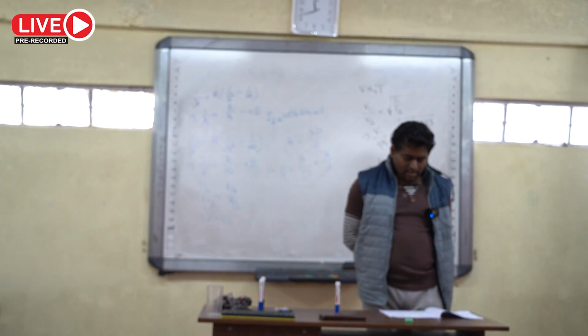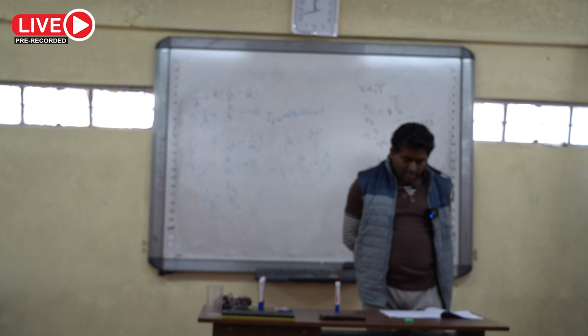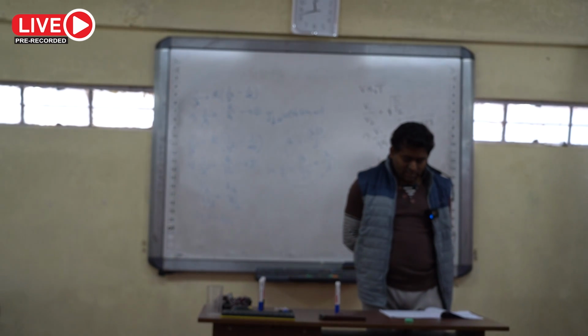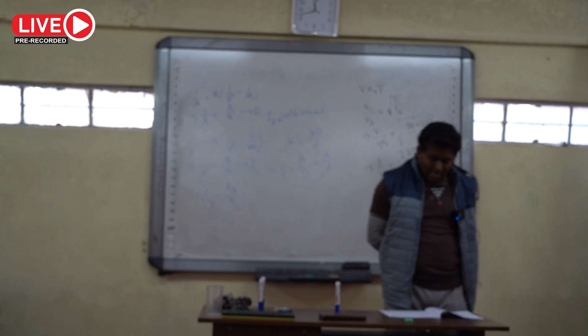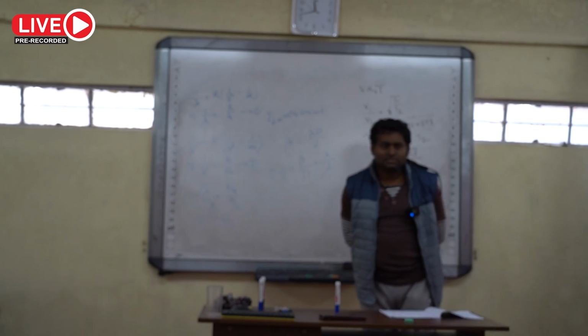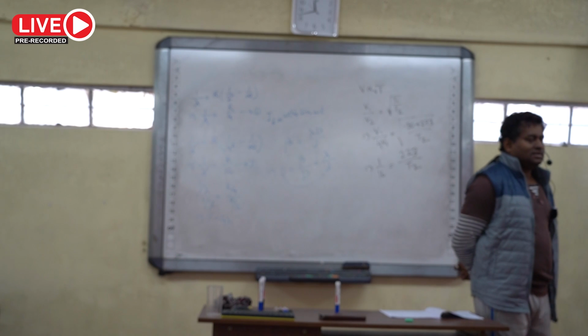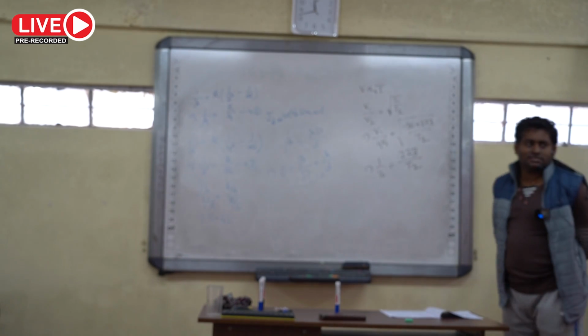Question number 28. The errors in the measurement which arise due to unpredictable fluctuations in temperature and voltage supply are called random errors.